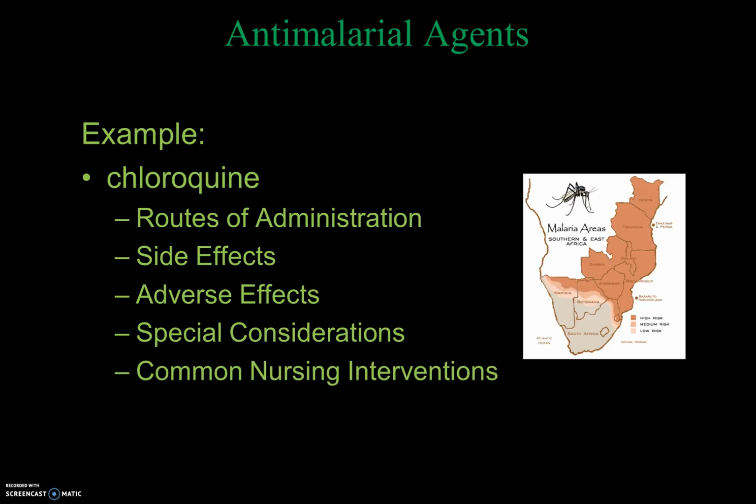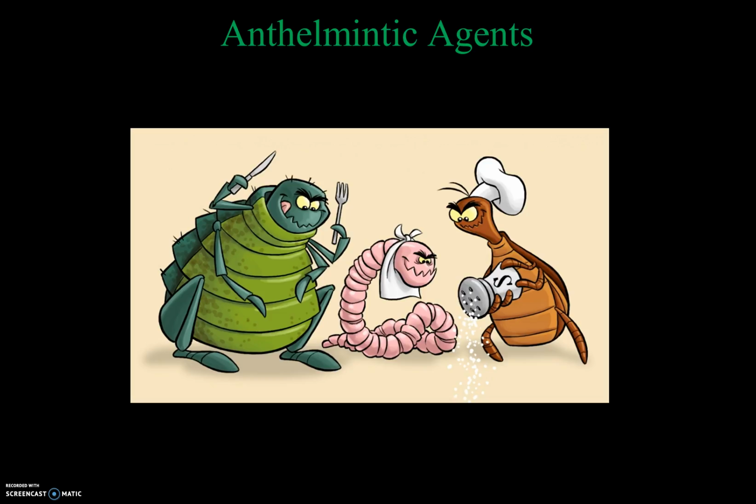Common nursing interventions include assessing deep tendon reflexes, ophthalmologic examinations, skin examinations or the integumentary system, and monitoring the CBCs or complete blood counts. The next category, anthelmintics. Helminths are basically parasites, and they can be worms or something similar to that.